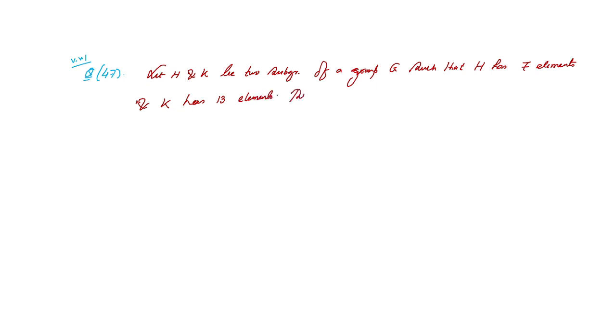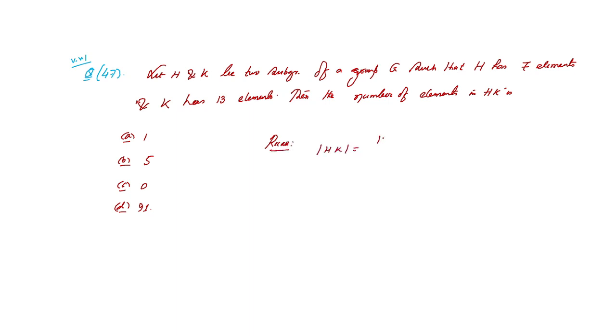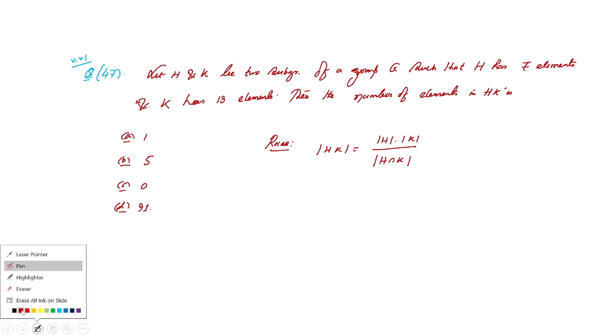Then the number of elements in HK is: option A 1, option B 5, option C 0, and option D 91. Now we'll use the formula, or recall: the number of elements in HK will be the number of elements in H times the number of elements in K divided by the number of elements in H intersection K. Now the question is how to find out the number of elements in H intersection K.